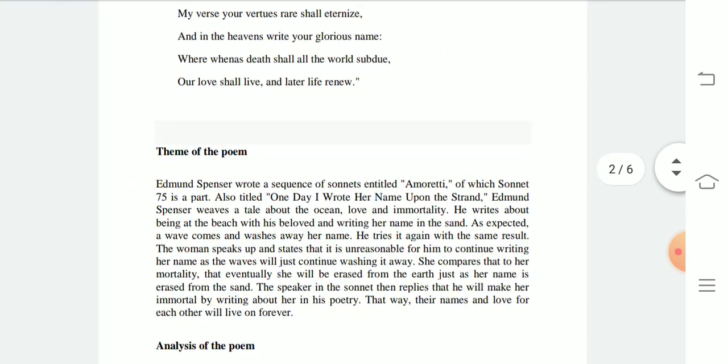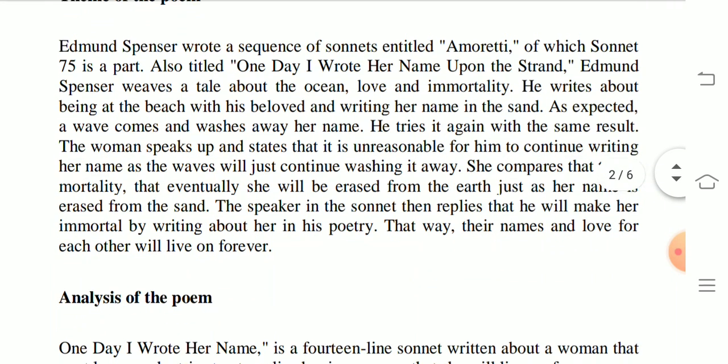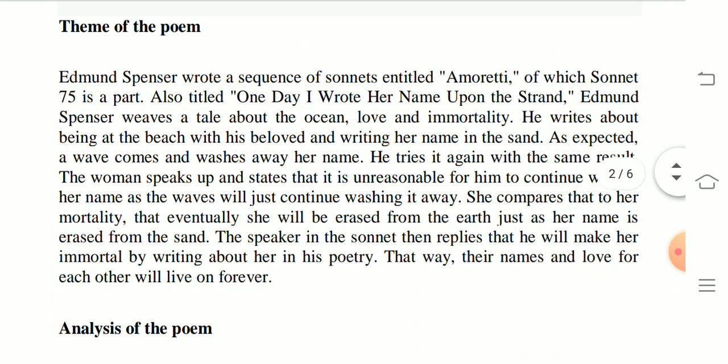Now we come to the theme of the poem. Edmund Spenser wrote a sequence of sonnets entitled Amoretti, of which sonnet 75 is a part. This sonnet is also titled One Day I Wrote Her Name Upon the Strand.